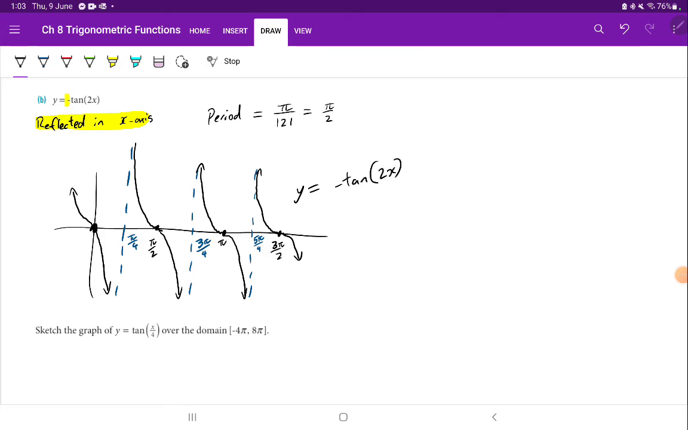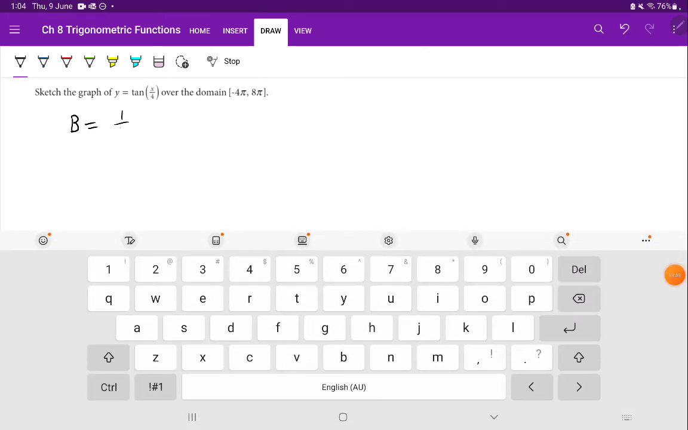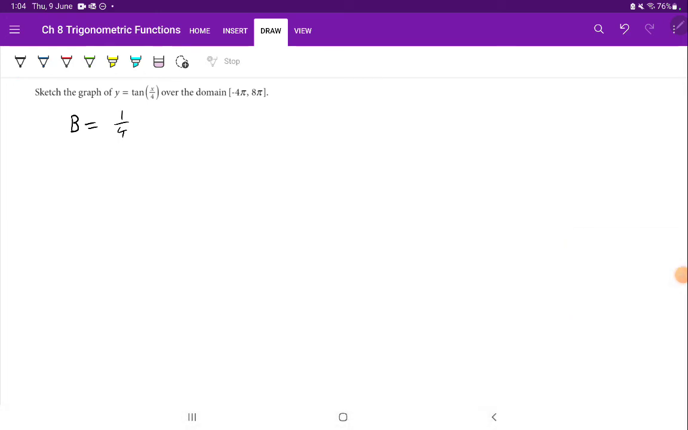Alrighty, so let's sketch the graph of y is equal to tan of x on 4 over the domain negative 4 pi to 8 pi. Alrighty, lucky last one. This time we've actually been given a domain, and the b value is slightly more interesting. So b in this case is a quarter. So working out the period based on that is going to be slightly more interesting. So we're going to get the period is equal to pi on a quarter. Pi divided by a quarter is really pi times 4 on 1, which is just 4 pi. So the period's going to repeat every 4 pi.